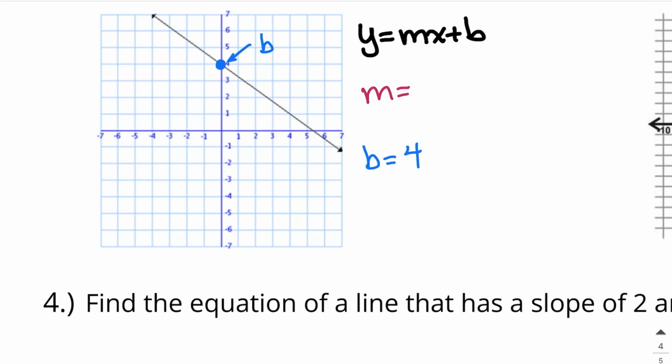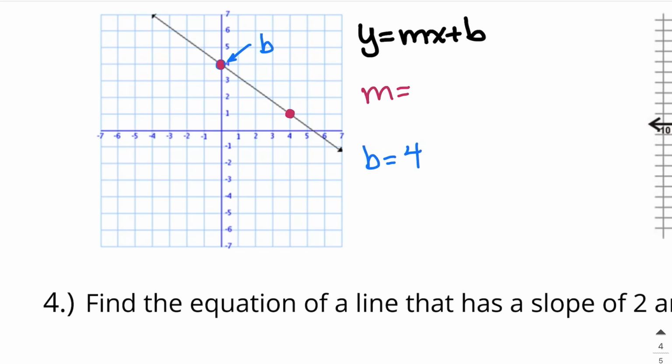Now, to find the slope, we need 2 points. So here's our first point. We can use the y-intercept as our first point. And I'm going to go through my graph and I'm going to stop when I get to a point where I know exactly where it's at, where it has like an even intersection. So right here is another point that I can use. I can't use this point because it's not a full box. I can't use this point, so on and so forth.